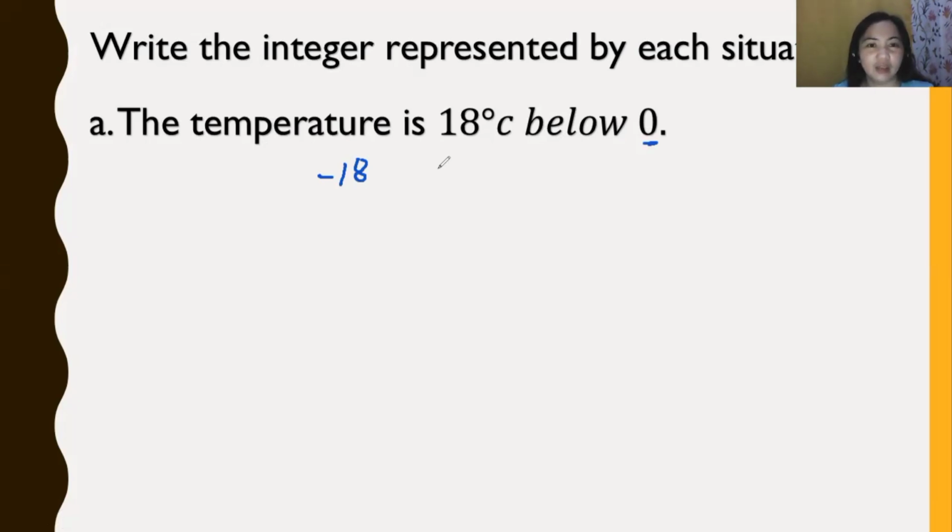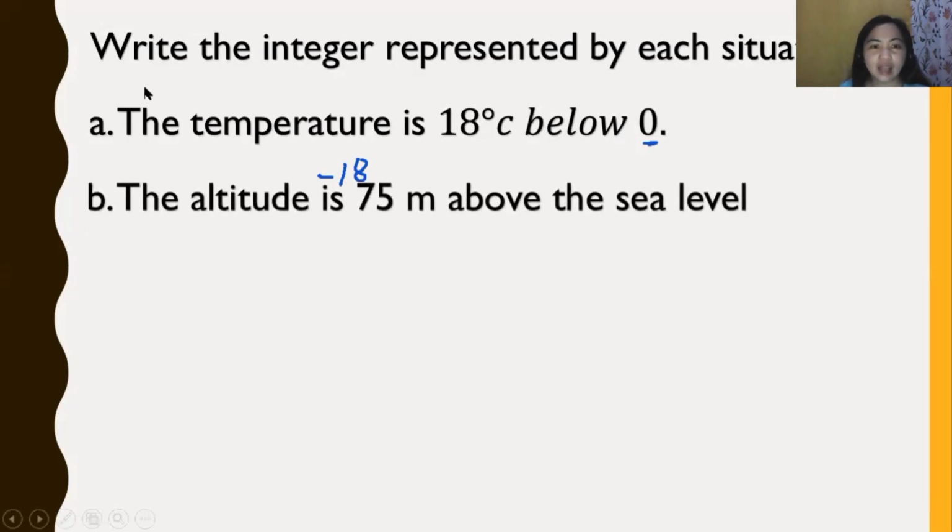So now, pag sinabi natin below, backward, that is negative number. The altitude is 75 meters above the sea level. So we have here the word above. Kanina, below. This is above. So that means, kapag above, that means positive 75. Or we can write that as 75.